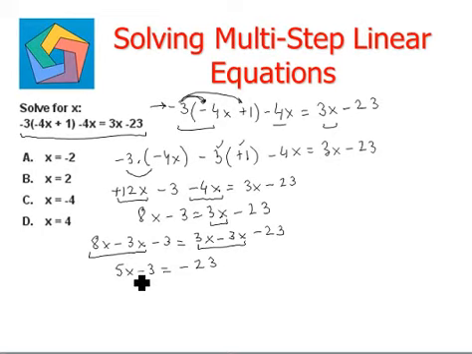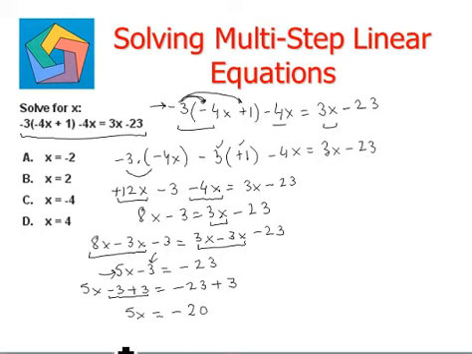Now we have to find out how we can isolate x from here. So for that we will first add 3 to both sides. So 5x minus 3 plus 3 equals negative 23 plus 3. Now negative 3 plus 3 becomes 0. So we are left with 5x equals negative 20.